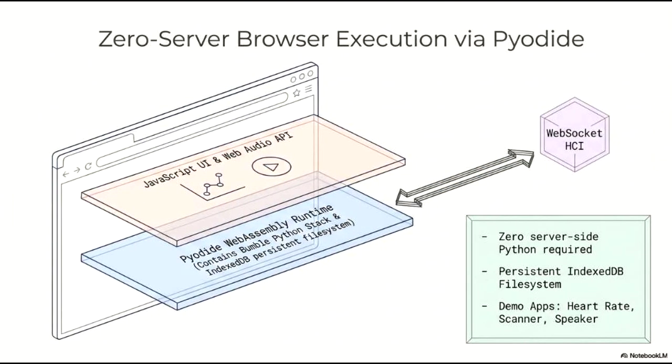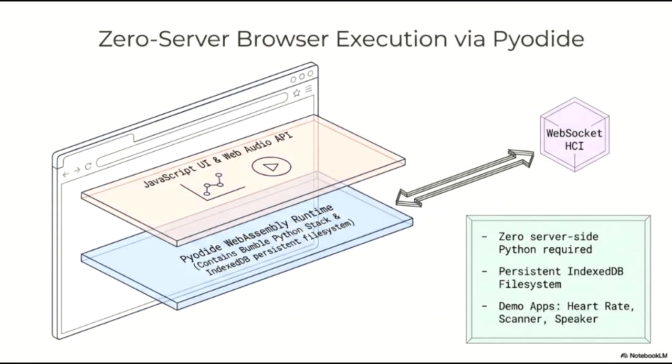Zero-server browser execution is made possible through the Pyodide WebAssembly runtime. As illustrated in the architecture diagram, the system is divided into 2 primary layers. At the top, we have the JavaScript-driven user interface and the Web Audio API, which handle user interactions and real-time audio processing. Beneath this lies the Pyodide runtime, which contains the complete Bumble Python stack.